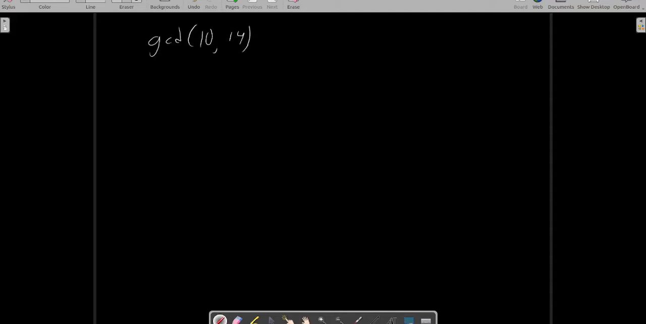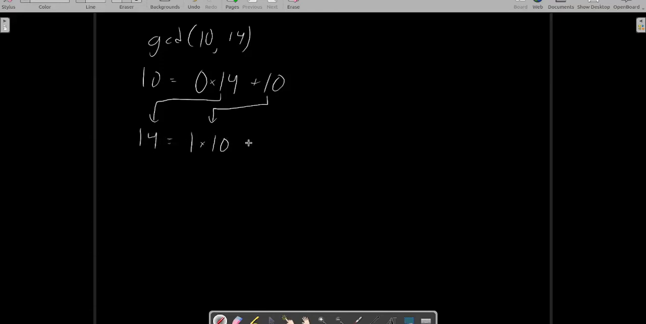First, we write 10 as a multiple of 14 and some remainder using Euclidean division. This is a bit silly since clearly 14 does not go into 10 even once, but it still works. Now we take 14 and 10 in the other order and do the same thing. 10 goes into 14 once with a remainder of 4, so our new remainder is 4. Now we're working with 10 and 4.